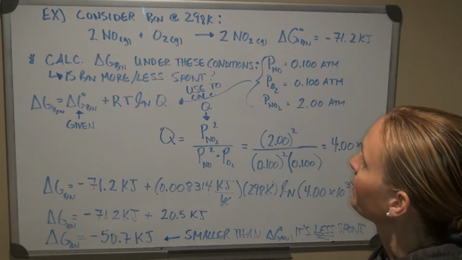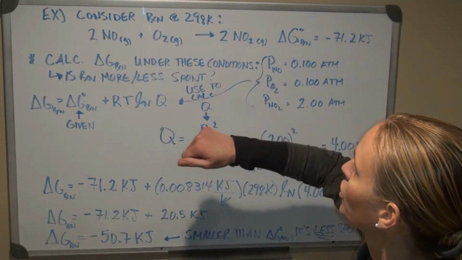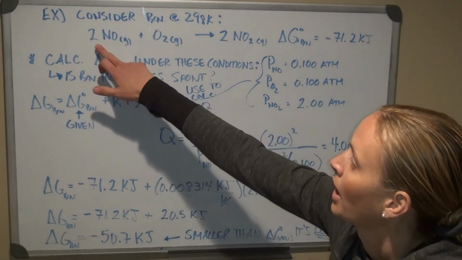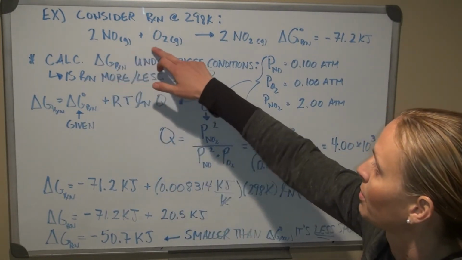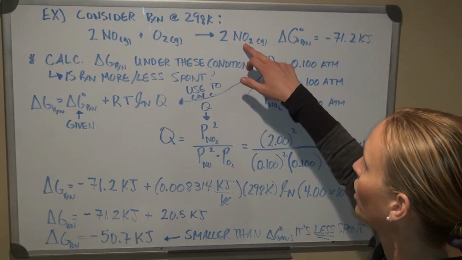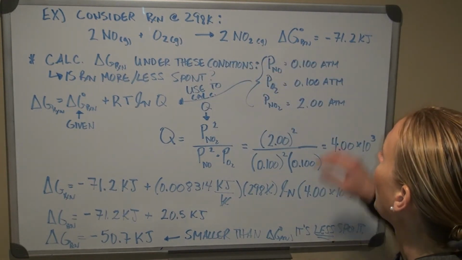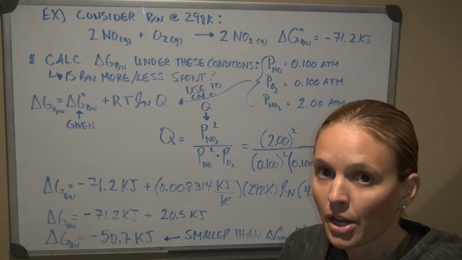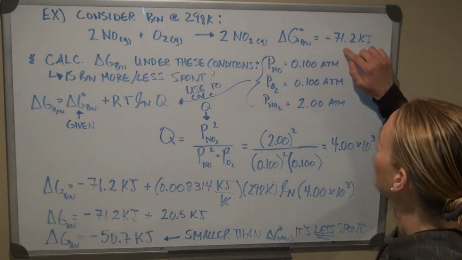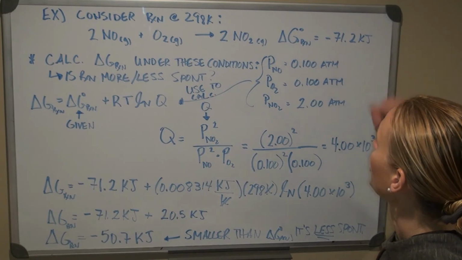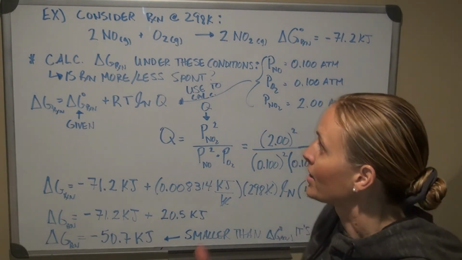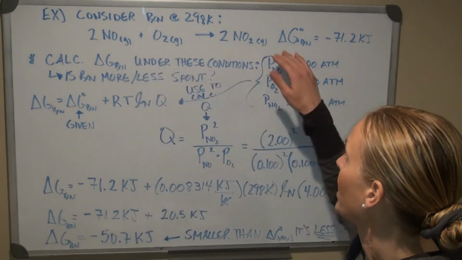Okay? All right, so it says consider the reaction at 298 K. 2NO gas plus O2 gas goes to 2NO2 gas. And we're given the delta G naught of reaction. We could have calculated that ourselves, or we could be given that. Here it's given to us, and it's negative 71.2 kilojoules.